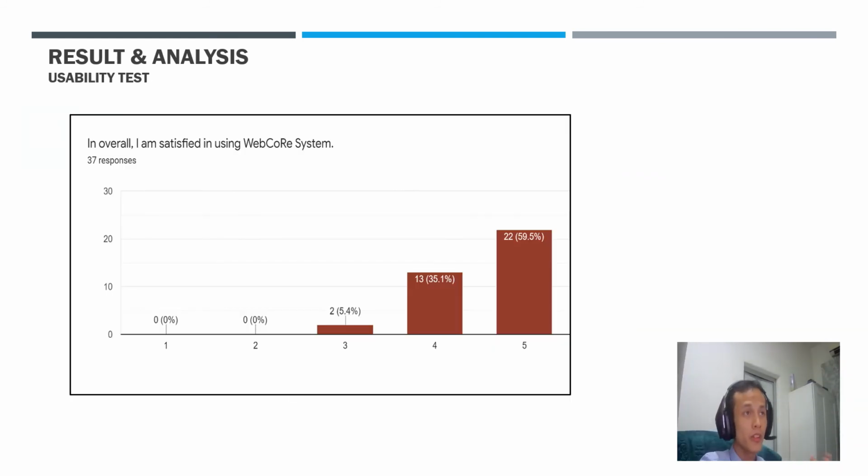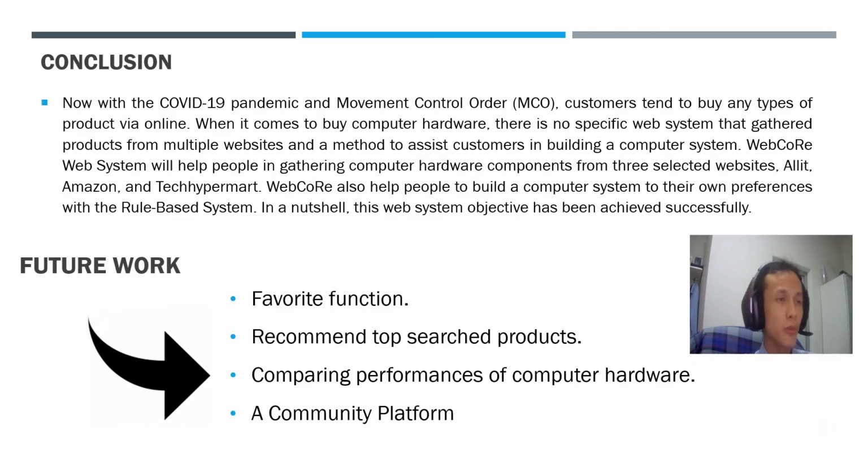For usability testing, a survey has been conducted and the total number of respondents is 37. One example of the survey is shown on this slide. The majority of the respondents answered that they are satisfied with using the Webcore system. In my opinion, they are satisfied because Webcore has helped gather computer components from multiple websites and users can build a computer system.